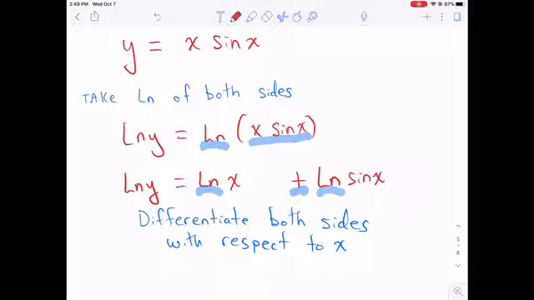The left-hand side is always going to look the same. We're differentiating with respect to y first, but then by the chain rule, we have to multiply by dy/dx. The right-hand side, well, the derivative of ln x is 1 over x. To find the derivative of ln sine x, use the chain rule. Think of it as ln u. 1 over u would be the derivative if you're differentiating with respect to u. But then multiply by du/dx, which means multiply by the derivative of sine x.